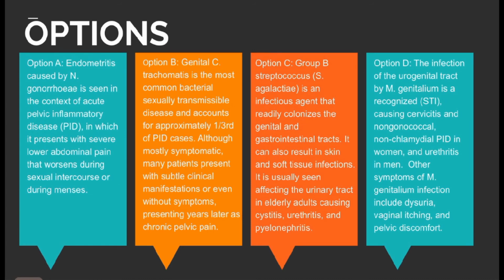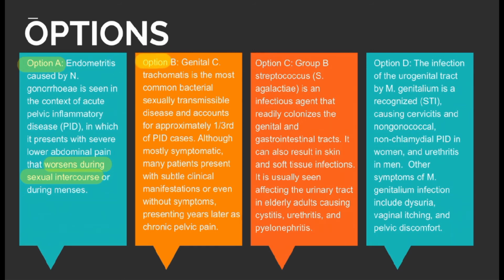Option A, endometritis caused by Neisseria gonorrhea, is seen in the context of acute pelvic inflammatory disease or PID, in which it presents with severe lower abdominal pain, usually bilateral, that worsens during sexual intercourse or during menses. Although PID is associated with infertility, the lack of overt clinical manifestations in this patient makes this diagnosis unlikely.